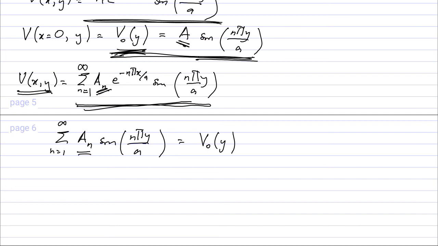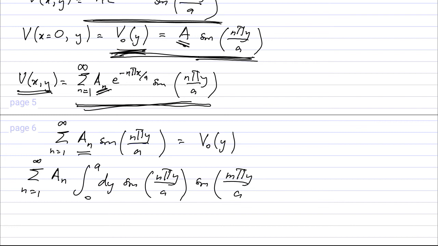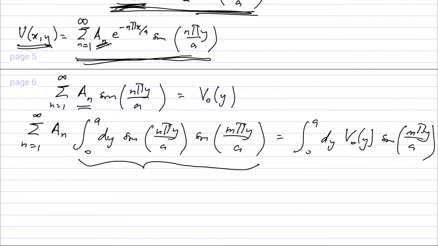You can multiply both sides with sine of m pi y over a, and then integrate over y from 0 to a. The sum goes outside, the A_n goes outside, and you have the integral from 0 to a of sine n pi y over a times sine m pi y over a, and of course you do the same thing on the right hand side. As you saw when we dealt with Fourier series, this is equal to 0 if n is not equal to m, and equal to a by 2 if n is equal to m.